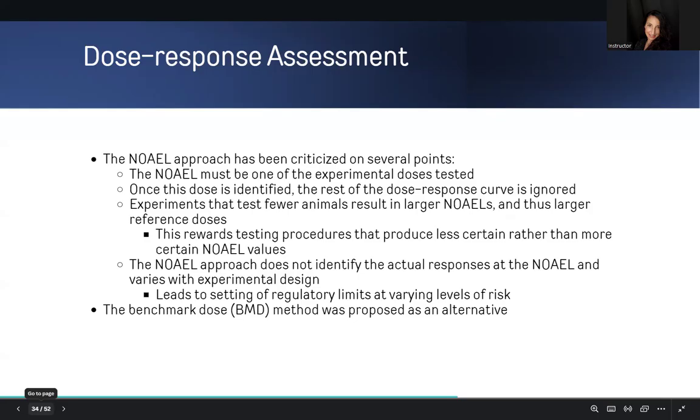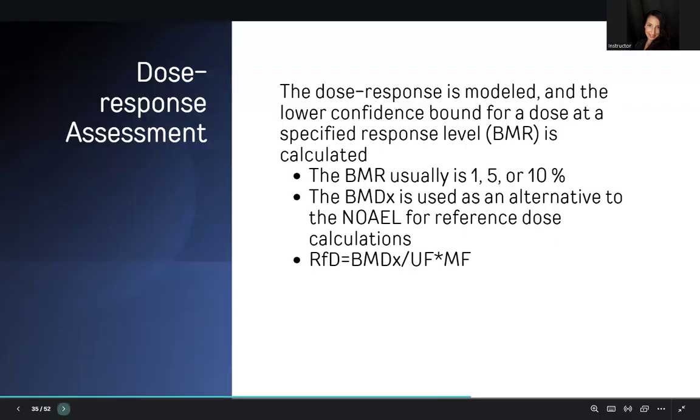And four, the NOAEL approach does not identify the actual responses at the NOAEL and varies with experimental design, leading to the setting of regulatory limits at varying levels of risk. Because of these limitations, an alternative to the NOAEL approach, the benchmark dose, or the BMD method, was proposed. In this approach, the dose response is modeled and the lower confidence bound for a dose at a specified response level, or a benchmark response, BMR, is calculated.